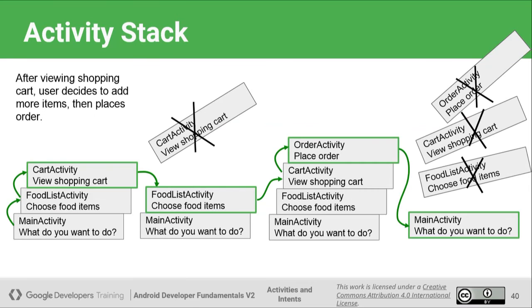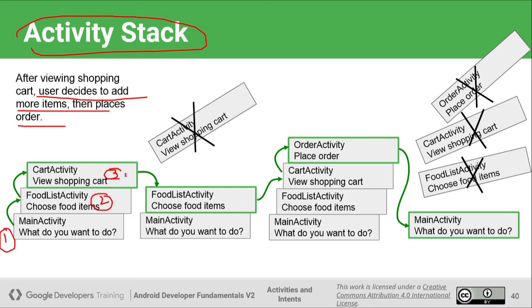So let's suppose this is an activity stack. This is an example of an activity stack. After viewing the shopping cart, the user decides to add more items and then places the order. This is the first phase, which is called the main activity. What do you want to do? The user wants to choose some food items. This is the second activity, and the third activity is the cart activity, view shopping cart.